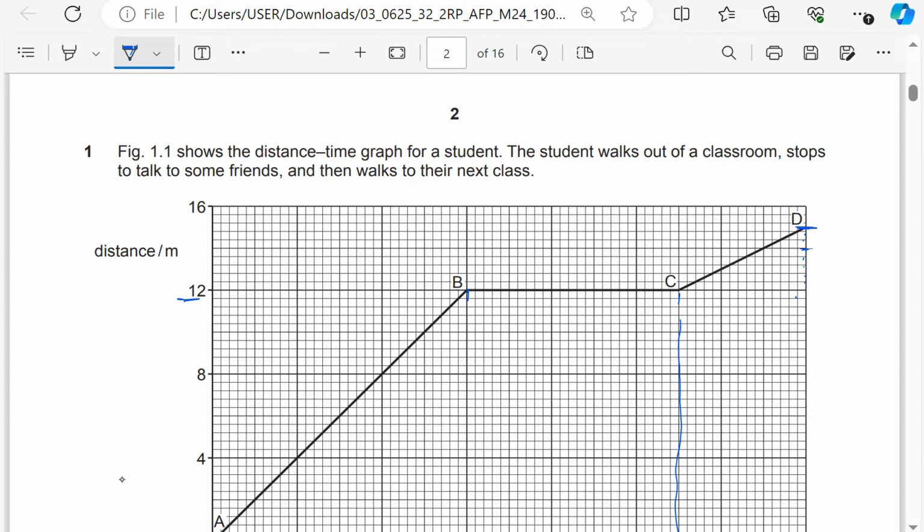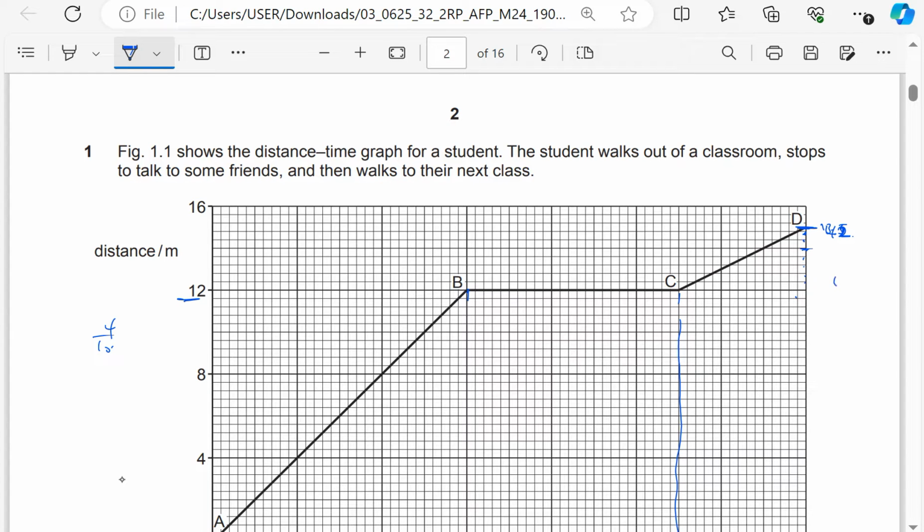13.2, 13.5, 14. Let me check. The scale is 4 divided by 10. That is 0.4. So this is 13.4, then this is 13.8 plus 0.4, that is 14.2.